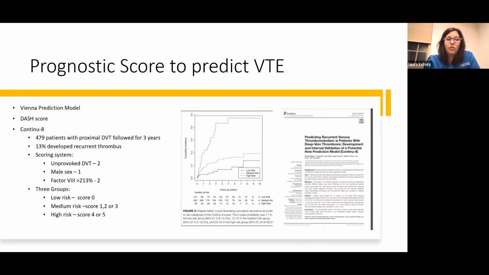So if it was an unprovoked DVT, that's a big deal. Male sex is a big deal. Factor 8 levels, which I don't usually see drawn, was a big deal. And it divided them into low, medium, and high risk groups. This has not been validated enough to make it into the recommendations present day, but this might be something we see in the future.